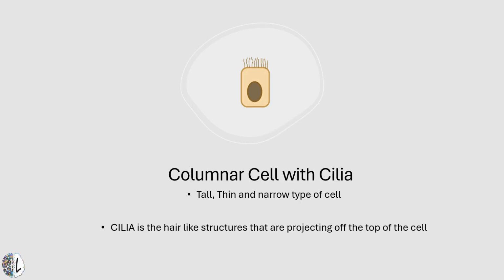Oftentimes you're going to see these little hair-like projections like you see with this image here. So you see these nice tall column cells, and then you see all of these little hairs sticking off the end. And those little hairs that stick off the end are called cilia. Those cilia are going to have a lot of different functions. They do move, so they do wave like a piece of hair as they go past. And we're going to see some different types of cilia on the different epithelial types we're going to take a look at in part 3.